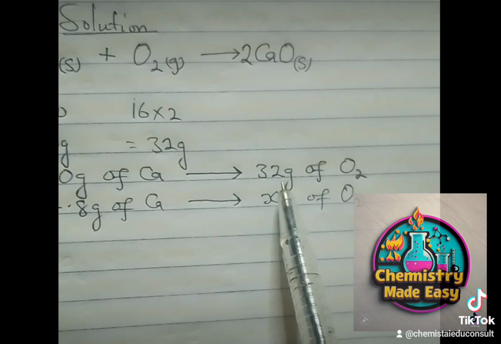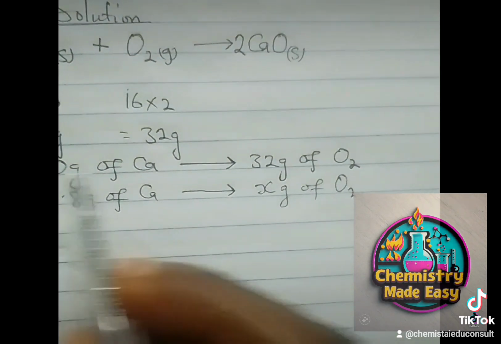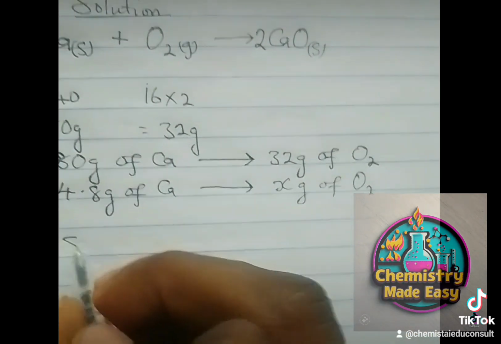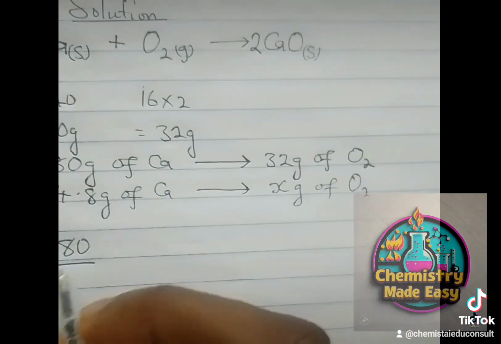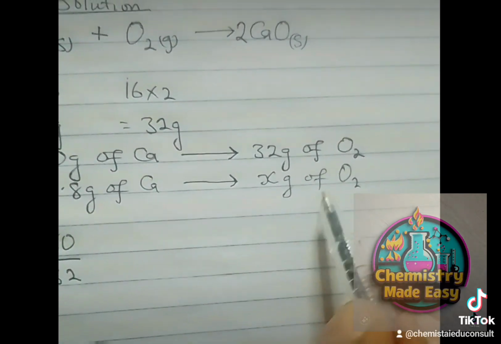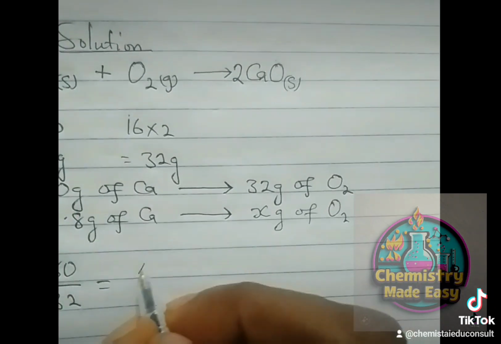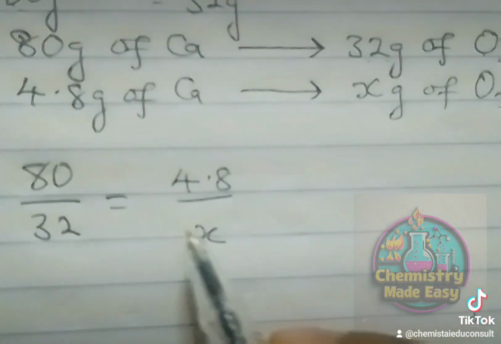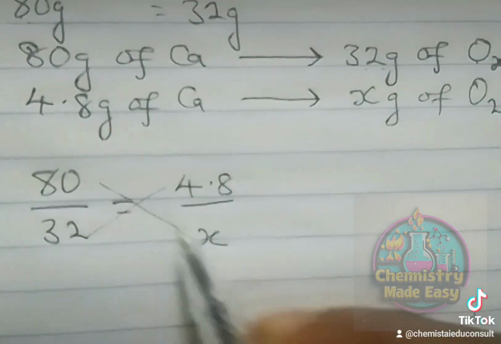Let us get a kind of mass ratio. The mass ratio we got from the reaction is 80 divided by 32. Anything you get here must be equal to the mass ratio in real life reaction, which is 4.8 divided by x. Now, we are going to find x by clearing the fractions.